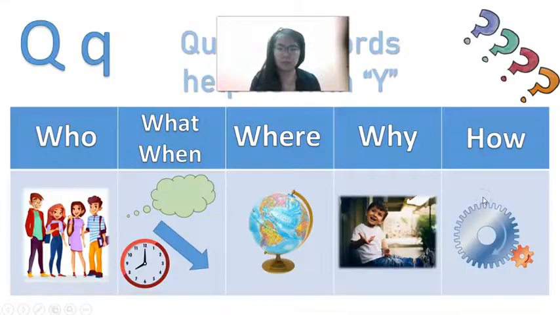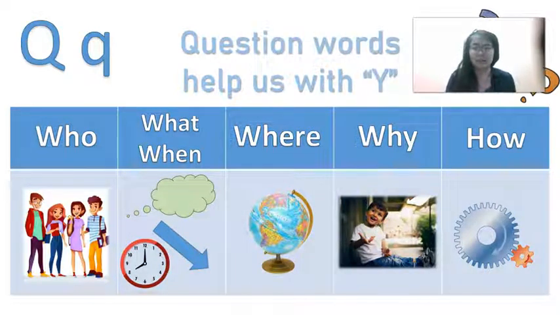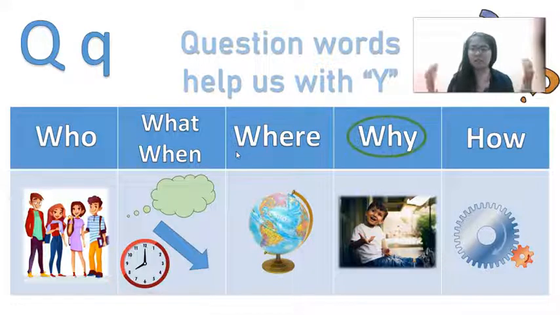And so question words help us with the letter Y. And as you can guess, it's because there's an entire word that says Y. You might ask, why is it like that? Why is it spelled with a W? But you only hear the Y.